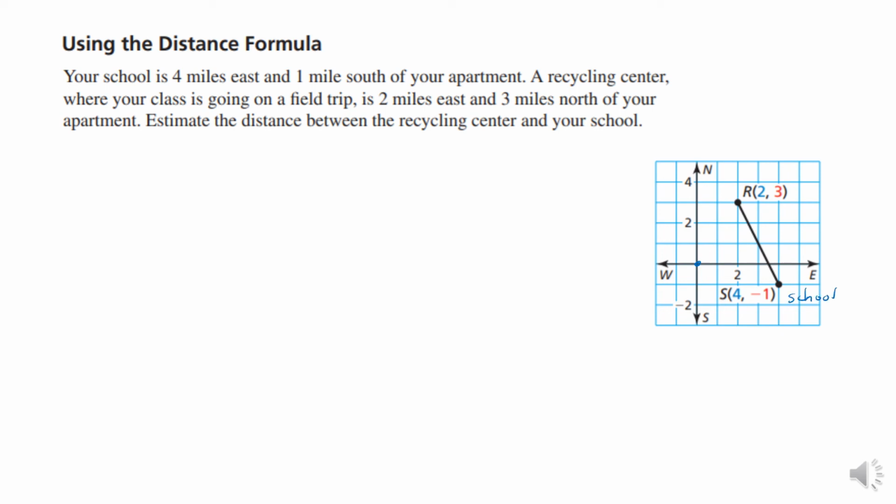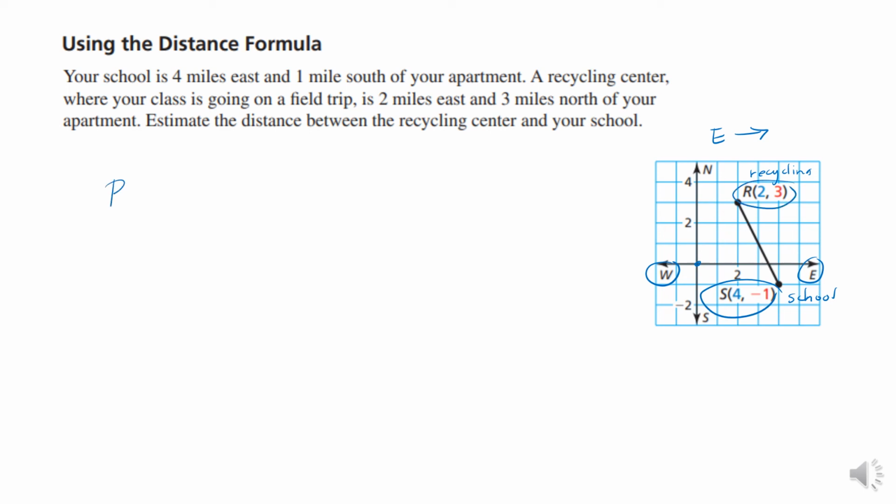Okay? And the recycling center where your class is going on a field trip is 2 miles east and 3 miles north of your school. So there is the recycling center. Okay, east is this way. They told you that. Okay? All right. So we've got that point. They want to know what is the distance between the recycling center and your school. So you've got these 2 points, and we're going to use the distance formula.